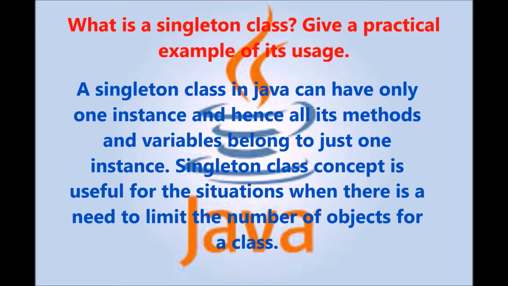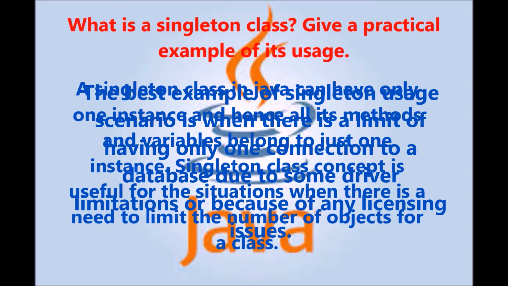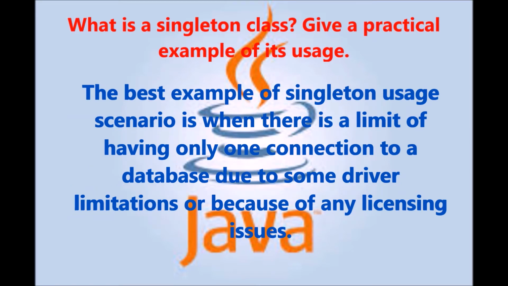What is a singleton class? Give a practical example of its usage. A singleton class in Java can have only one instance, and hence all its methods and variables belong to just one instance. Singleton class concept is useful for the situations when there is a need to limit the number of objects for a class. The best example of singleton usage scenario is when there is a limit of having only one connection to a database due to some driver limitations or because of any licensing issues.